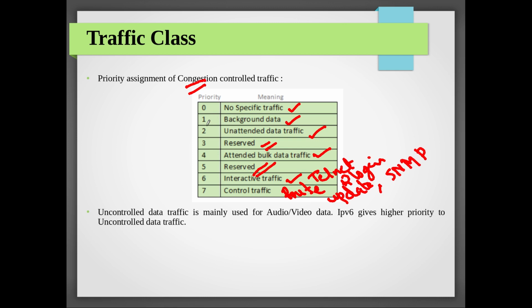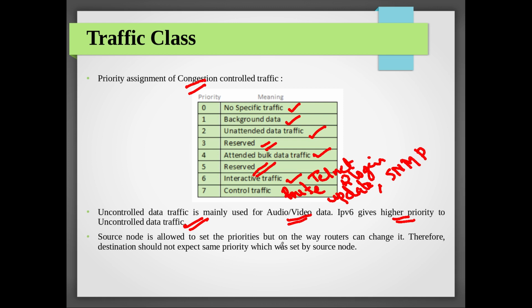So uncontrolled data traffic is mainly used for, and that is what I already told you, audio video streaming. And IPv6 gives higher priority to uncontrolled data. So that is what I explained in the previous slide, why it is given higher priority. Hope it is clear.